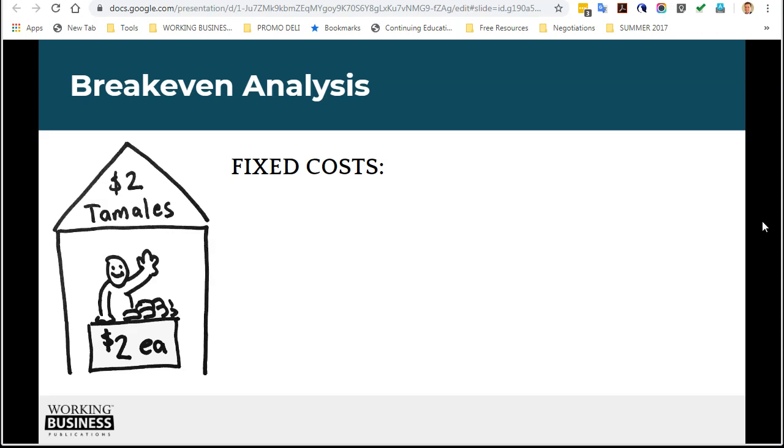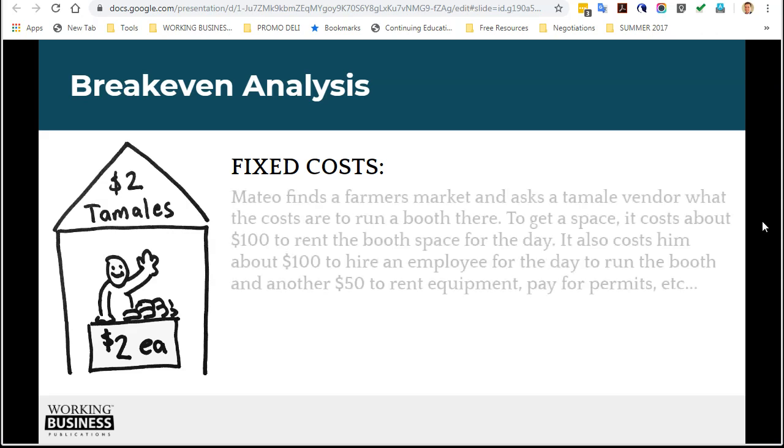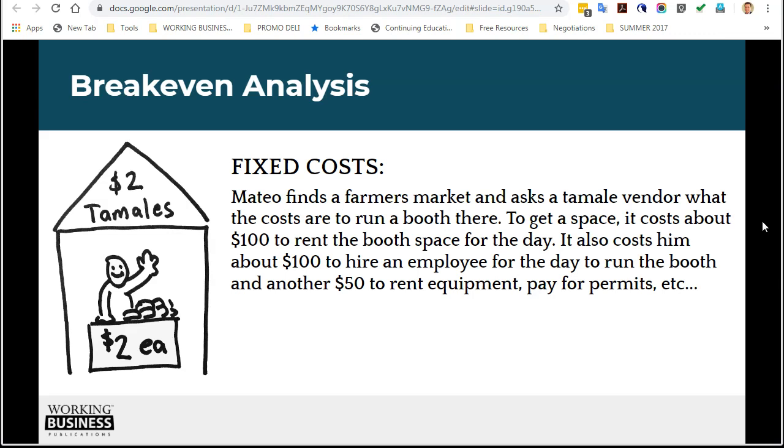So what are his fixed costs? So if he asks the farmer's market, how much does it cost to actually set up shop in the farmer's market and sell tamales? So Mateo finds a farmer's market and asks another tamale vendor what the costs are to run a booth. To get a space, it would cost about $100 to rent this booth space for a day. It would also cost him about $100 to hire an employee for the day to run the booth, and another $50 to rent equipment, pay for permits, etc.